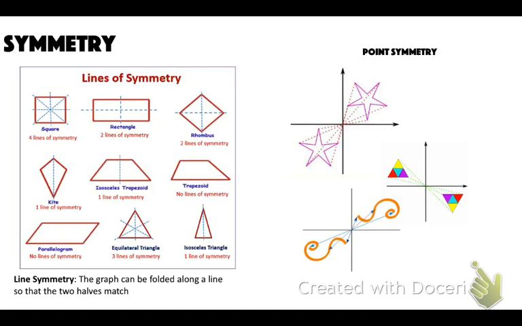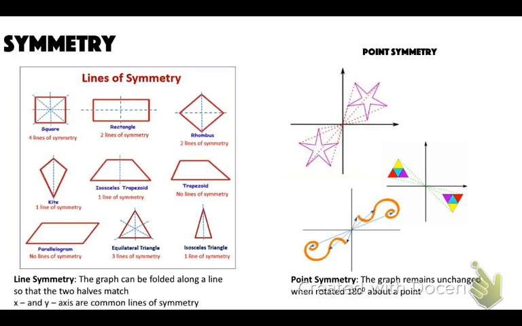Okay, point symmetry is where you're taking a point and you're rotating along that point. So the graph remains unchanged when you rotate 180 degrees. Like this star one, if we rotated it 180 degrees, it would look exactly the same.